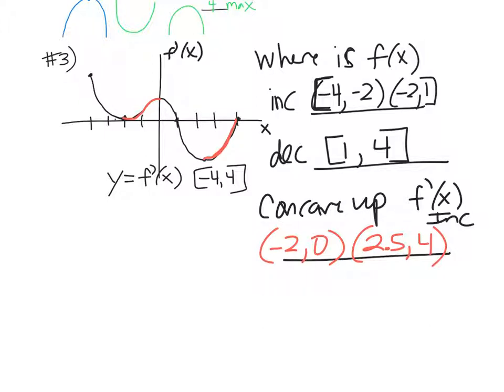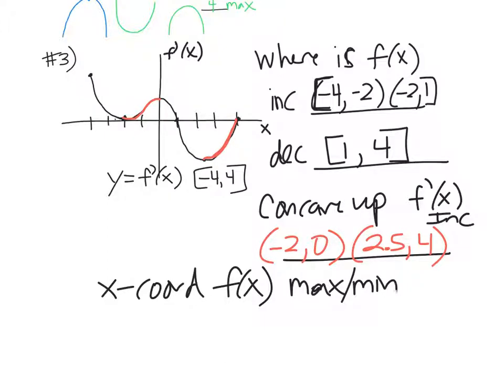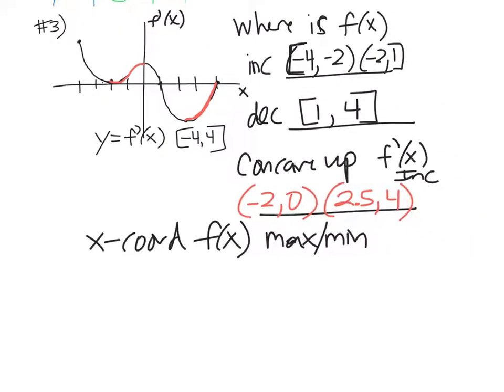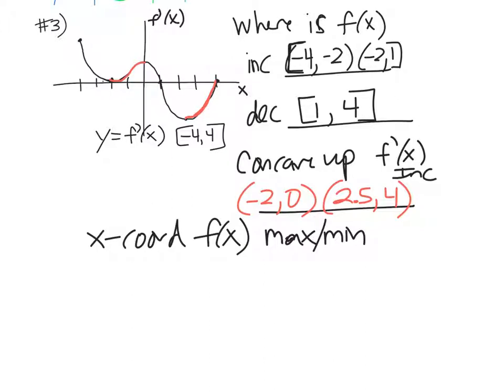Now the next question is going to be a little tricky. At which x coordinates does f of x have any maximum or minimum? So they'll say local extrema, max or mins. Which is -2, 1, and 4? Not quite. But didn't you say endpoints of graphs are? Yes. So we have to look at the endpoints. So the endpoints are going to be there.